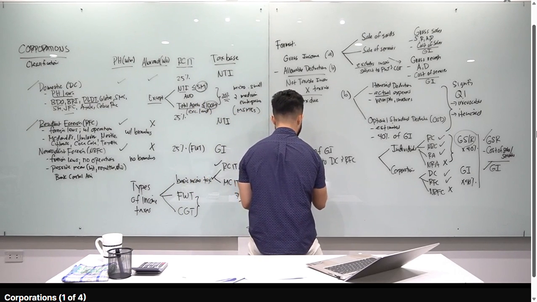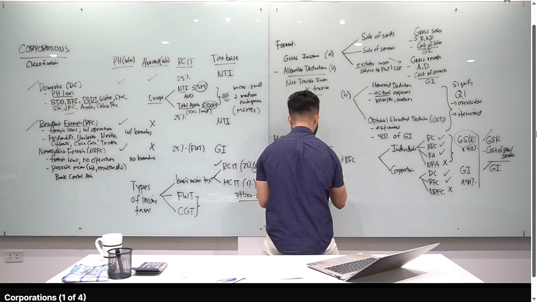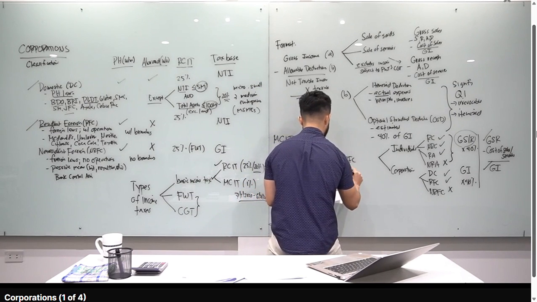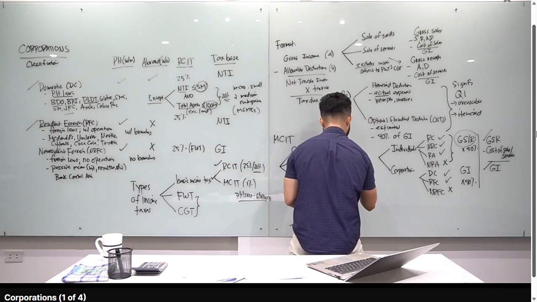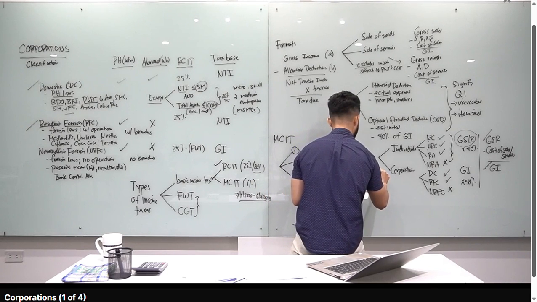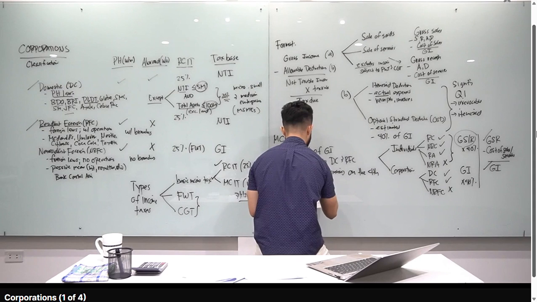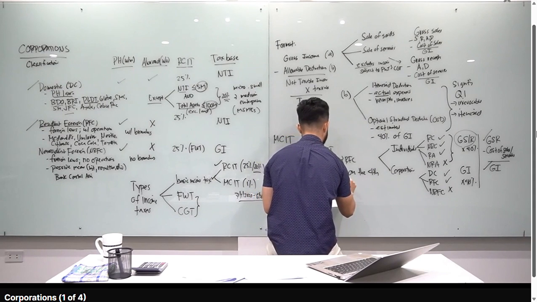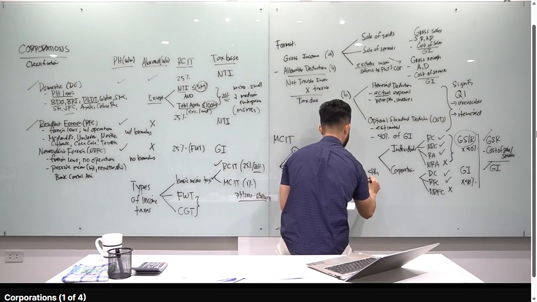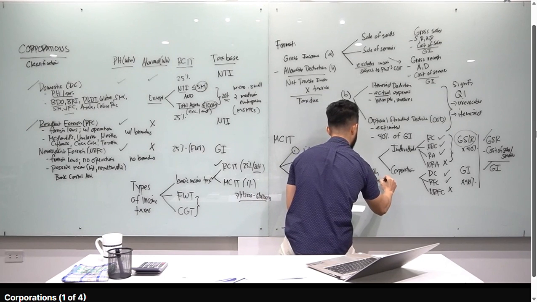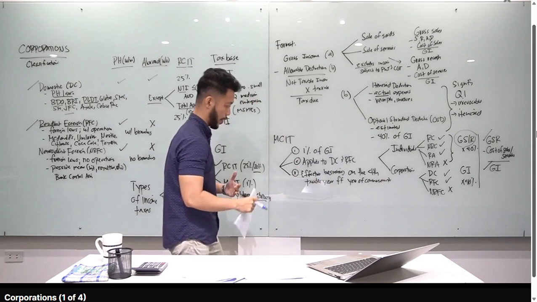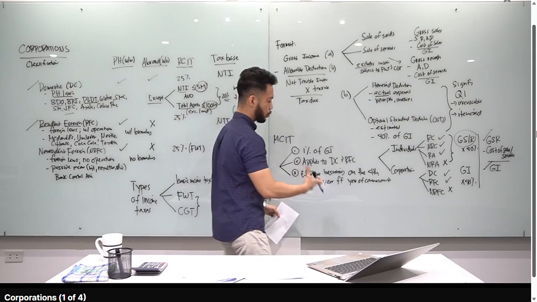MSET is effective beginning on the fourth taxable year following the year of commencement. Okay? Year of commencement. Okay, ulitin ko. MSET is effective beginning on the 4th taxable year following the year of commencement.